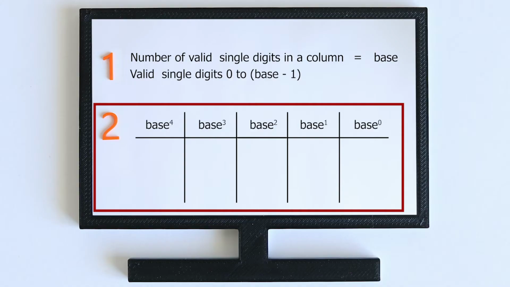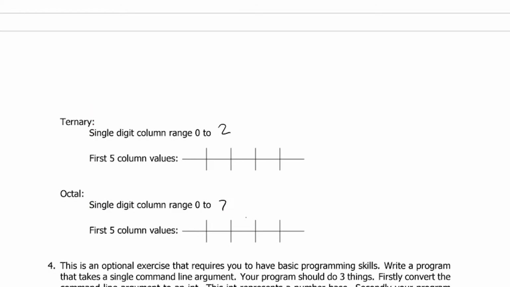Then the second part, we can see the column values are increasing powers of the base, starting with to the power 0. So for ternary, that would be 3 to the power 0, 3 to the power 1, 3 to the power 2, 3 to the power 3, 3 to the power 4. And then if we go through 3 to the 0, well, anything to the 0 is 1. 3 to the 1, anything to the power 1 is the number itself, so that would be 3. 3 to the 2 is 9. 3 to the 3 is 27. And 3 to the 4 is 81.